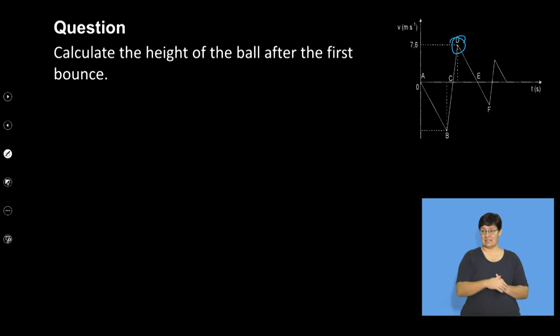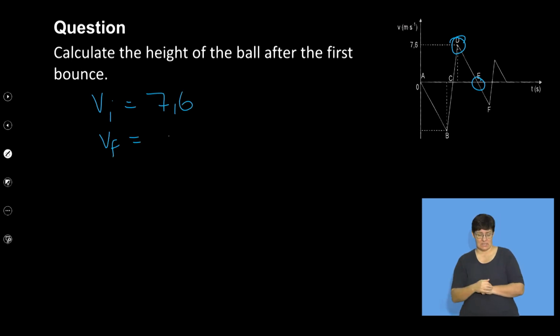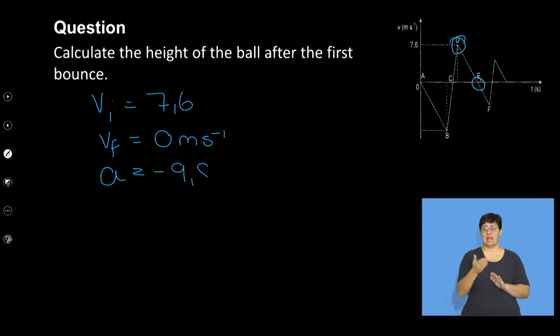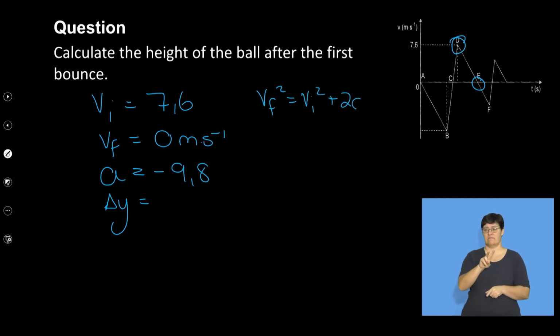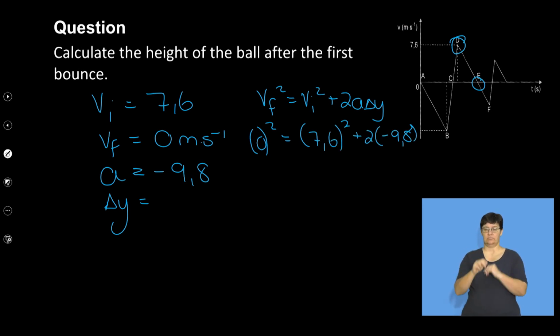The height, we know initial velocity when it leaves the floor. We know final velocity when it gets to the top. We know acceleration is minus 9.8. We want delta y. We don't know time. So we would use vf squared equals vi squared plus 2a delta y. We know that's 0. So 7.6 squared plus 2 times minus 9.8 delta y.